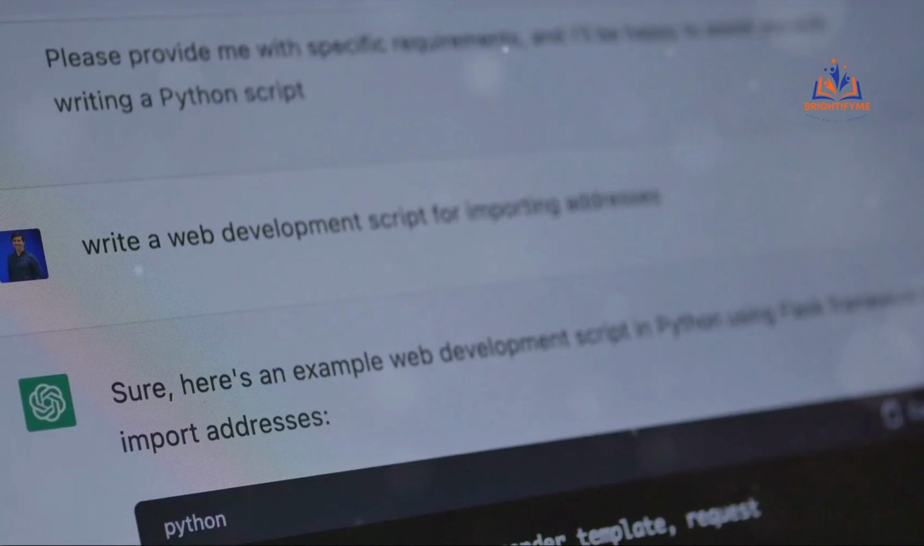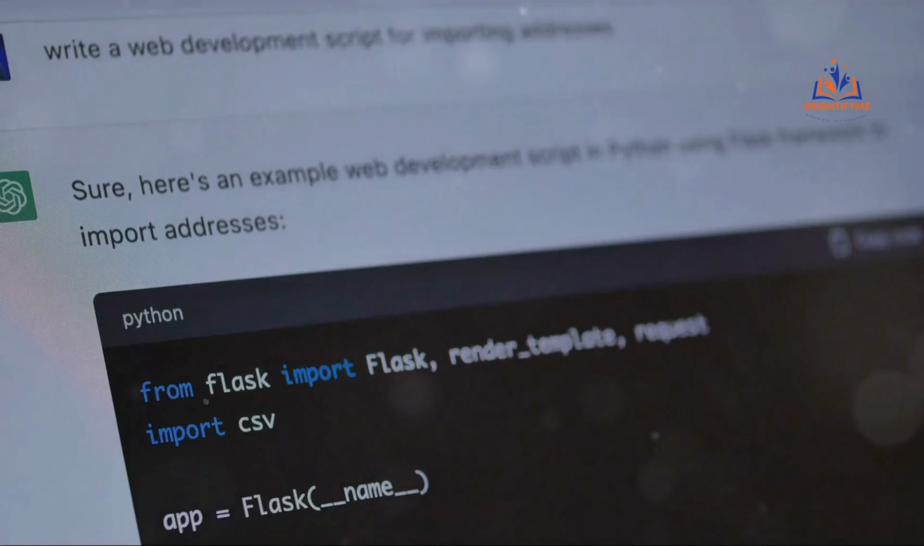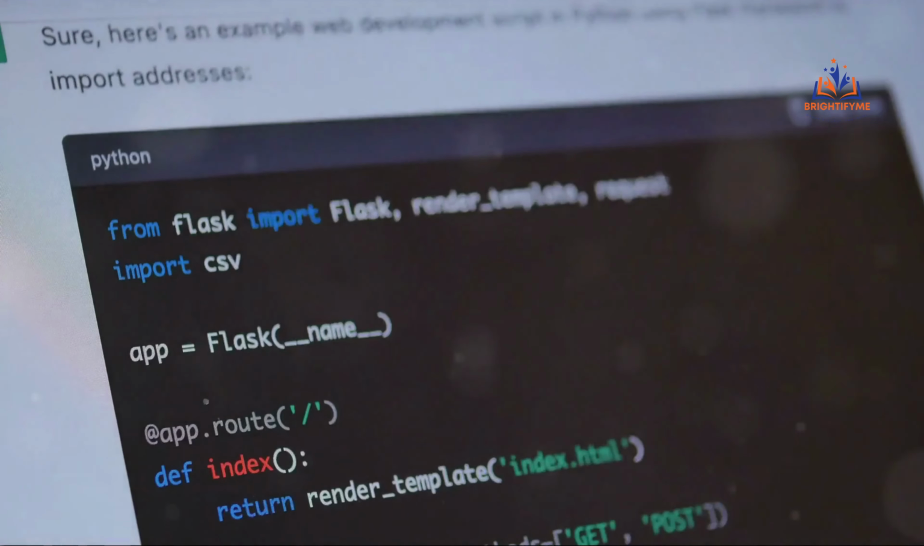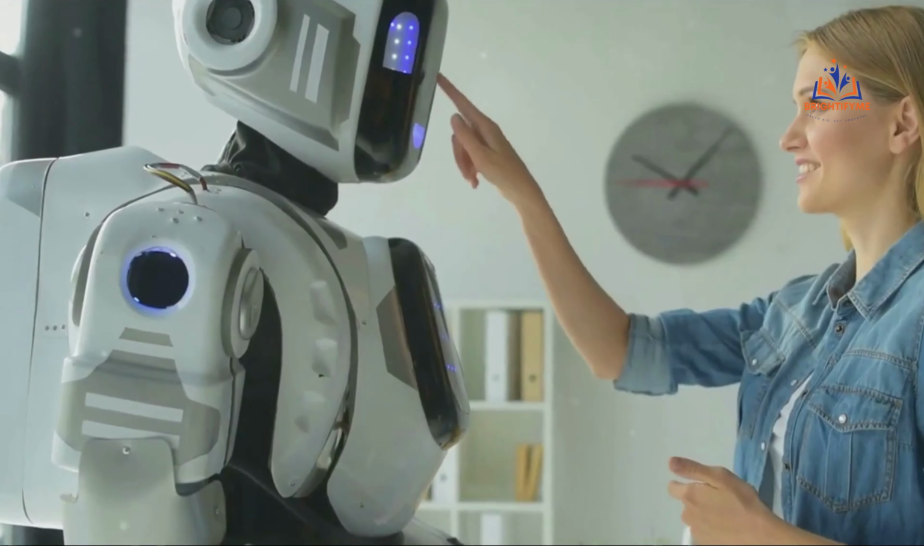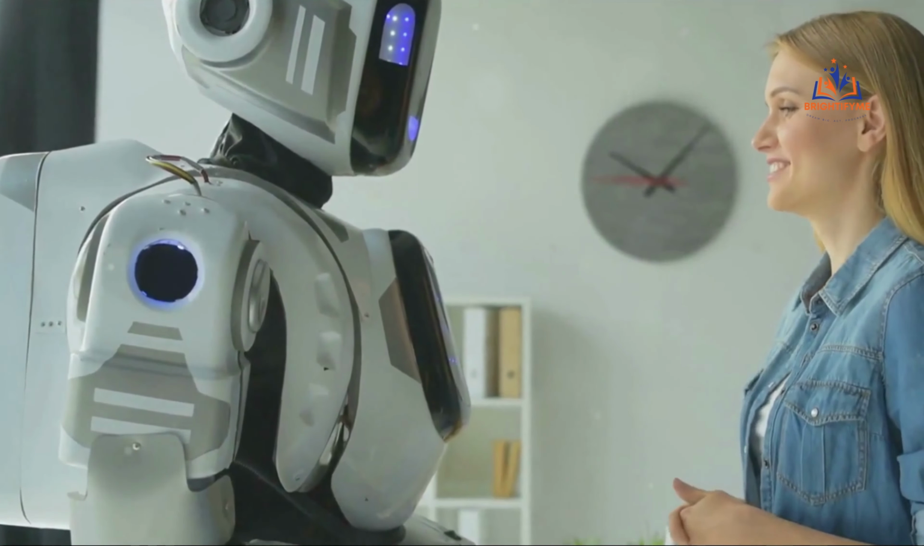Remember, ChatGPT 4 is more than just a chatbot. It's a powerful tool that can generate creative content, answer complex questions, and even help with decision-making. So don't be afraid to explore and experiment. And that's it. You've just had your first interaction with ChatGPT 4.